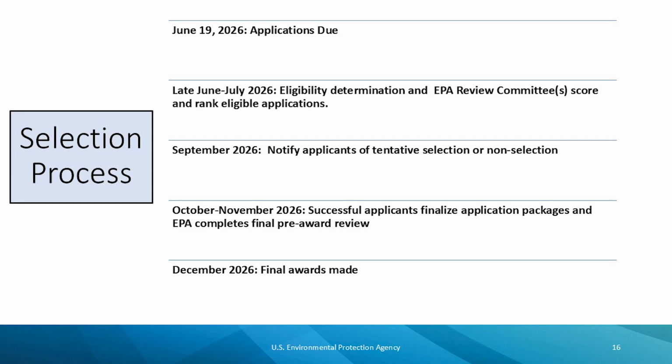Selected applicants will work with their respective project officer to submit a full funding package to GAD's office in October, which includes all revisions and modifications. After internal review, it will be submitted to the Regional Grant Office for additional review and final award. Grant awards are expected around December 2026, and then projects may begin.